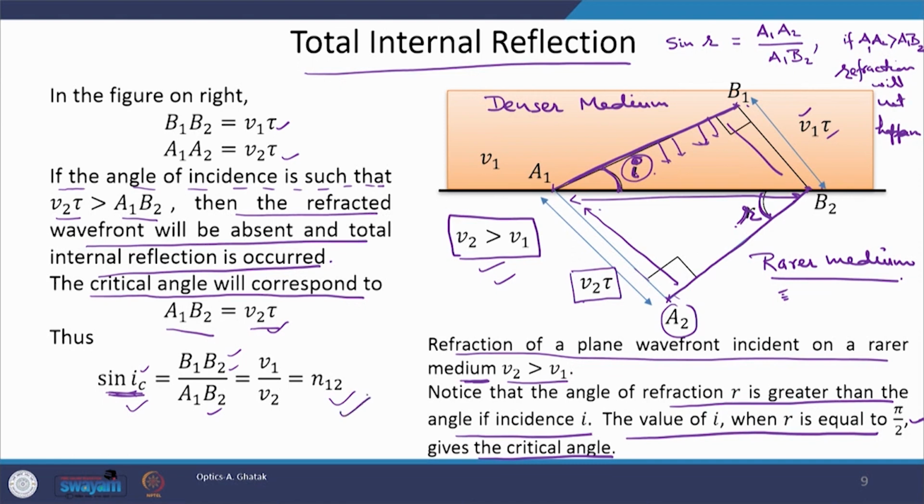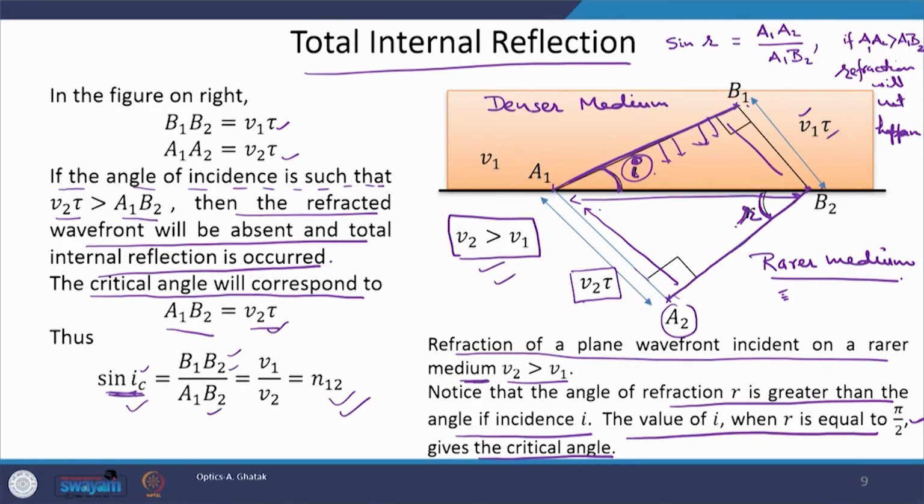In this case we get the TIR, and if we increase i such that A1A2 becomes larger than A1B2, then refraction is not allowed, because sin r is now larger than 1. If A1A2 is larger than A1B2, then sin r would be larger than 1, which is not allowed. Therefore, refraction will not happen, and the wave will go into the first medium itself, which is TIR, total internal reflection.